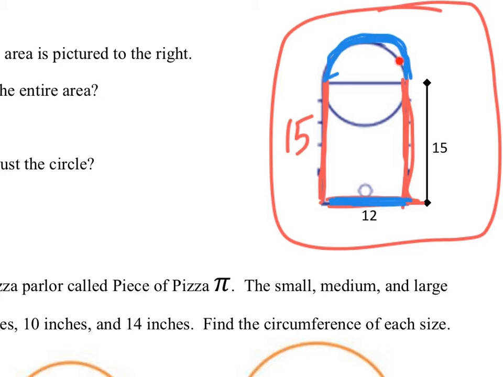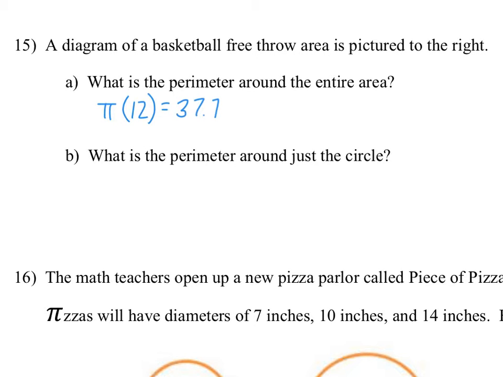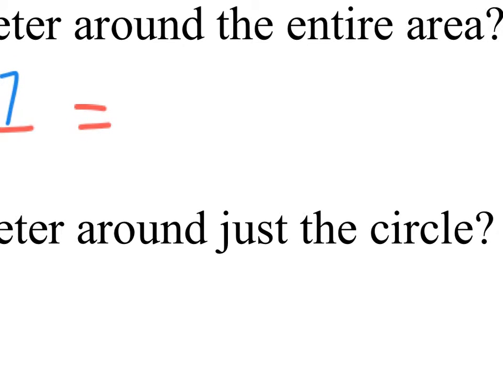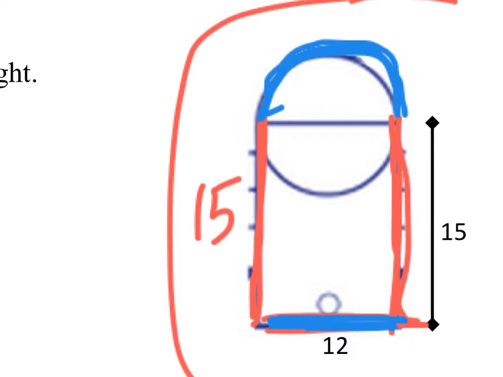But we only want half that. We only want this blue half. So we have to divide that by 2. And 37.7 divided by 2 is 18.85. So that's the perimeter of our blue circle.